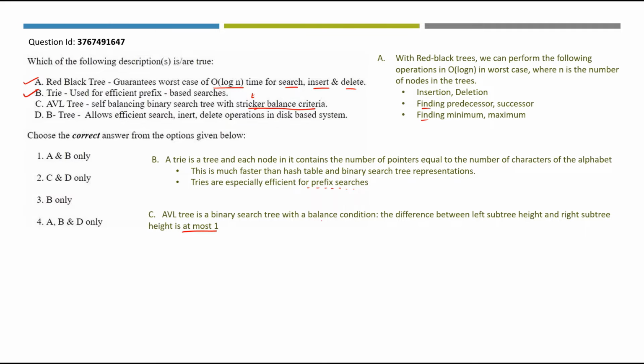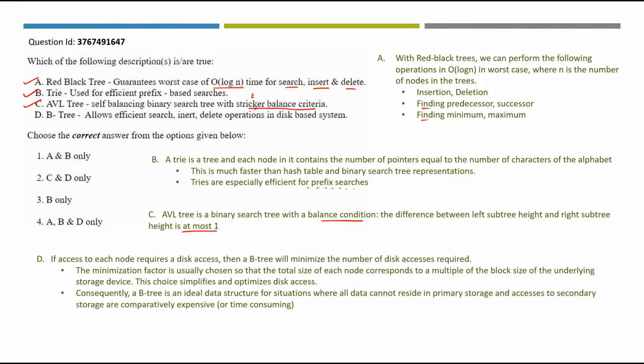We are actually given the term balance condition to denote this at most 1 difference. That's why here the term is stricter balance criteria. So based on the statement we can even mark C to be true. What about D, B tree? Allows efficient search, insert, delete operations in disk-based system. If access to each node requires a disk access, then a B tree will minimize the number of disk accesses required. So regarding B tree, it is actually for disk-based system.